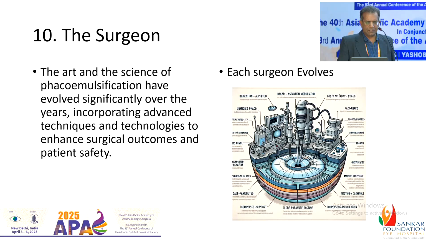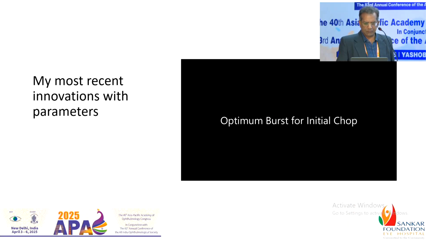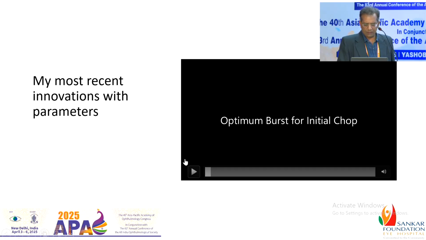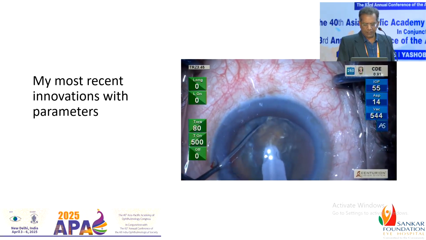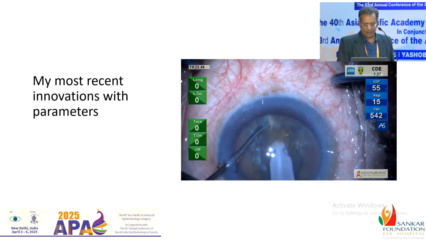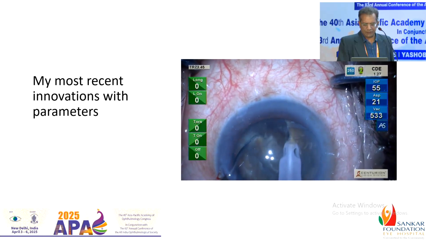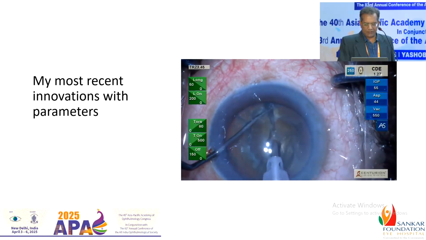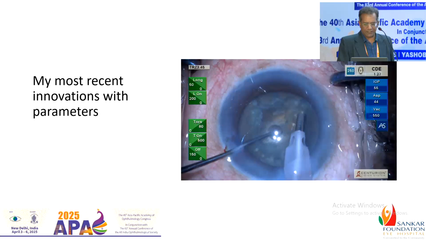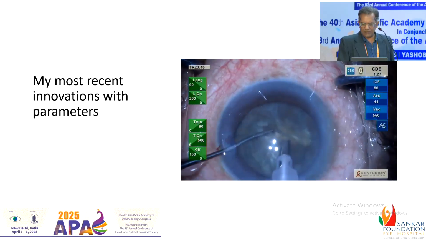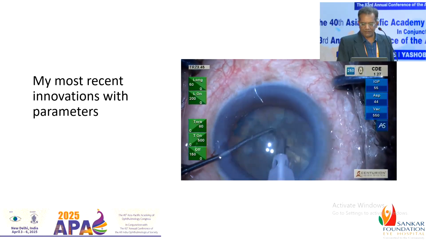And then comes the way in which we do the surgery. So I will show here in the little time that is available the burst mode that is being used here. Look at the parameters on the left side when the cracking is being done. And you can see that vacuum preset is 550.